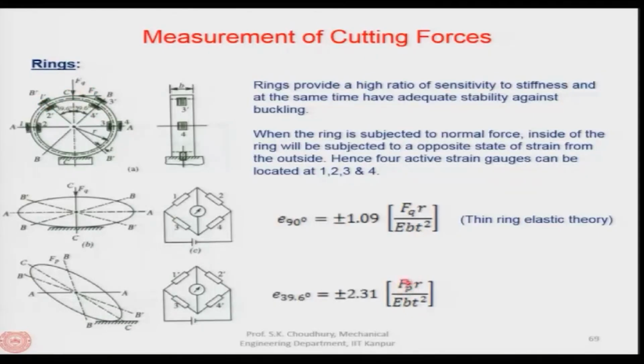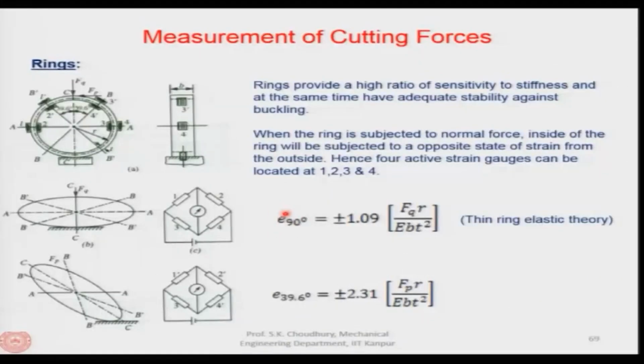So, therefore, here it is F p, and along the 90 degree, the sensors 1, 2, 3, 4 will be sensing F q, which is the thrust force or normal force, and therefore, at 90 degree it is F q into R divided by E, B and T square. So, this is the principle by which forces can be measured by using different kinds of structures, be it a cantilever beam or a ring dynamometer or ring structure.